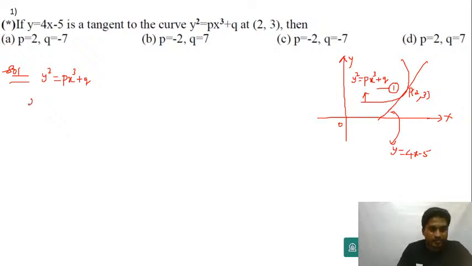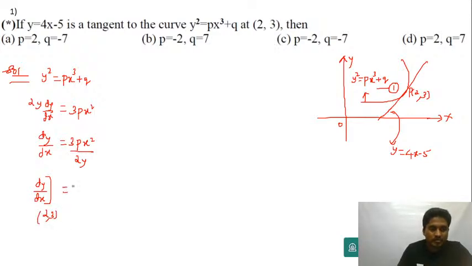If I differentiate with respect to x, differentiation of y square is 2y into dy by dx. P is a constant. Differentiation of x cube is 3x square. Q is a constant, so it is 0. Now dy by dx is equal to 3px squared upon 2y. Now dy by dx at the point 2, 3 is equal to 3 into p into 2 square divided by 2 into 3. The 3 cancels with 3, and 2 cancels with the square, so you get 2p.